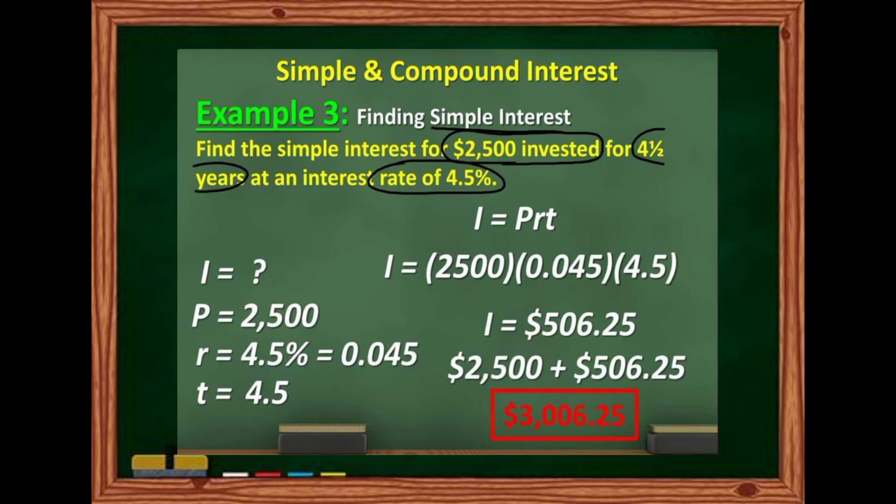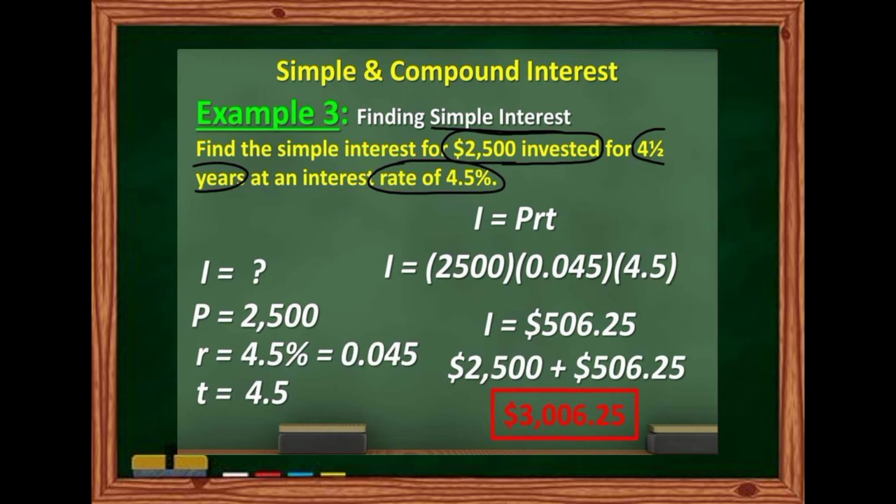0.045. This time we are going to substitute the given data in the formula, which is I equals PRT. Our P is equivalent to $2,500, our R is 0.045, and the time is 4.5. Now, apply the multiplication of 2,500 times 0.045 times 4.5. Then we will get a product of $506.25.